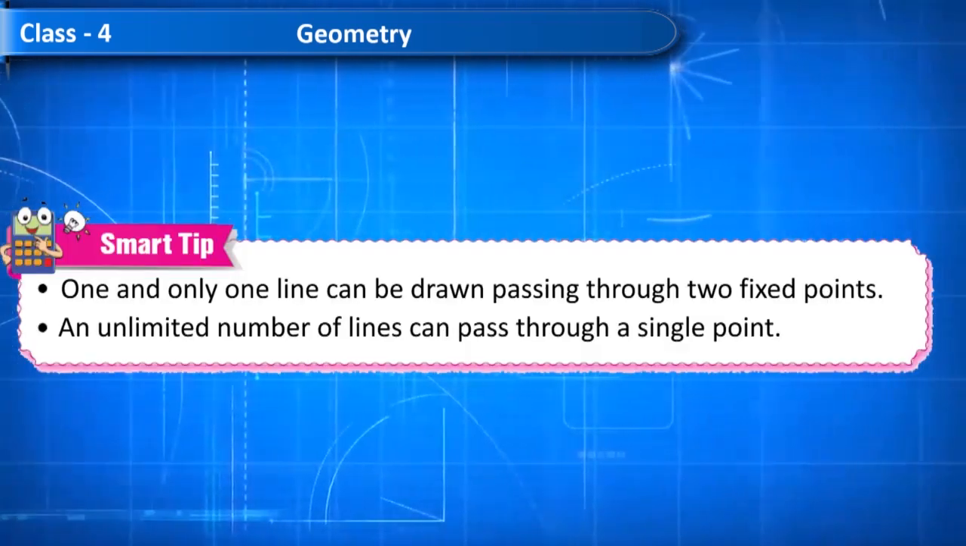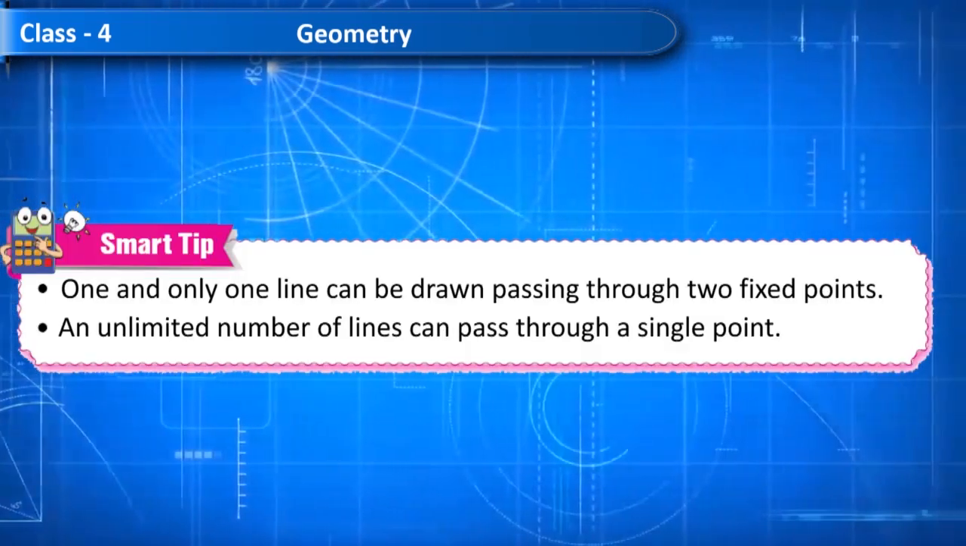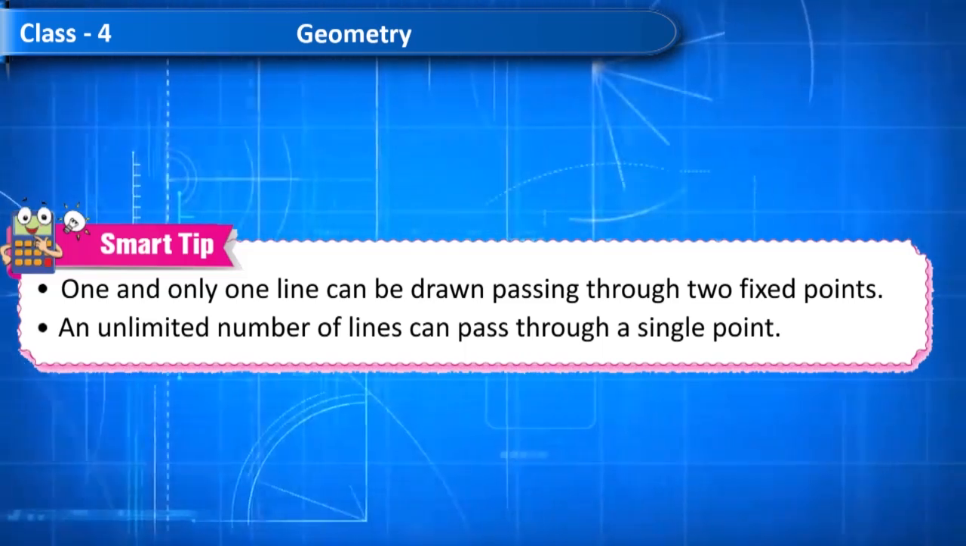Smart tip: one and only one line can be drawn passing through two fixed points. An unlimited number of lines can pass through a single point.